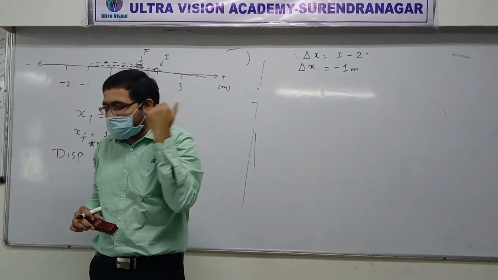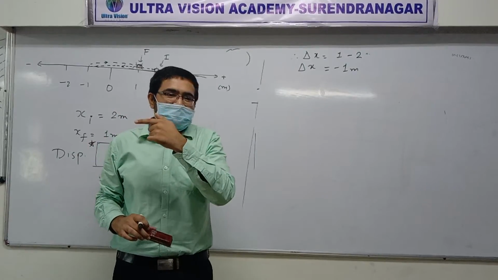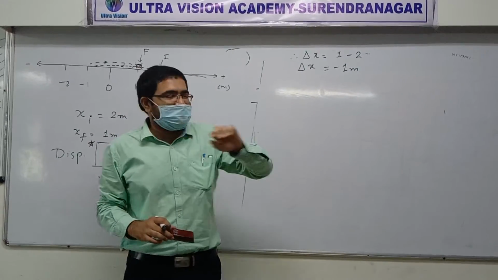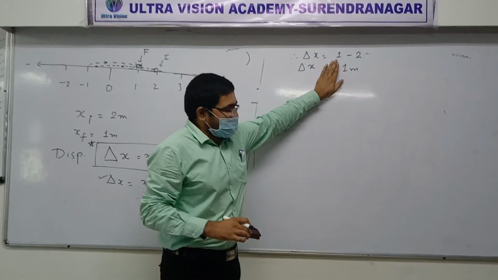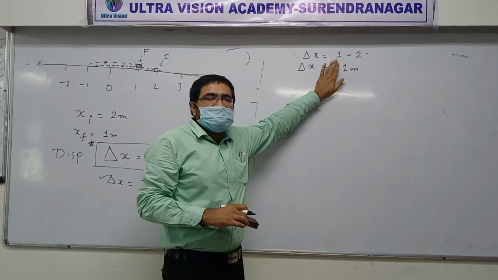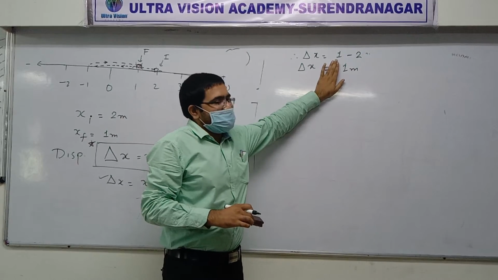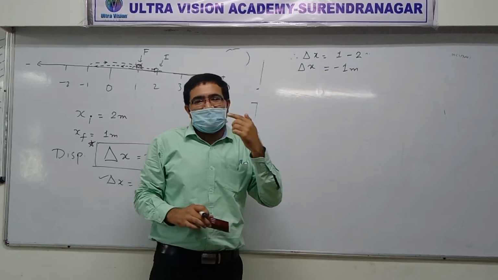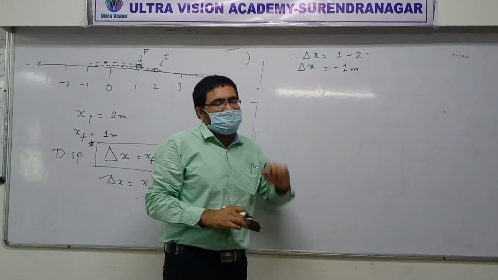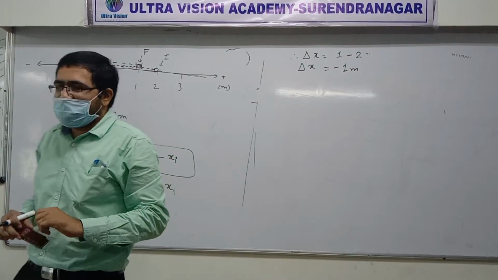But what is the direction of that displacement? Left side. I repeat what I said. Displacement's magnitude or value is 1 meter. Got it? But the direction of this displacement is towards the left side. That is what this minus sign is telling. Clear or not clear? Yes.